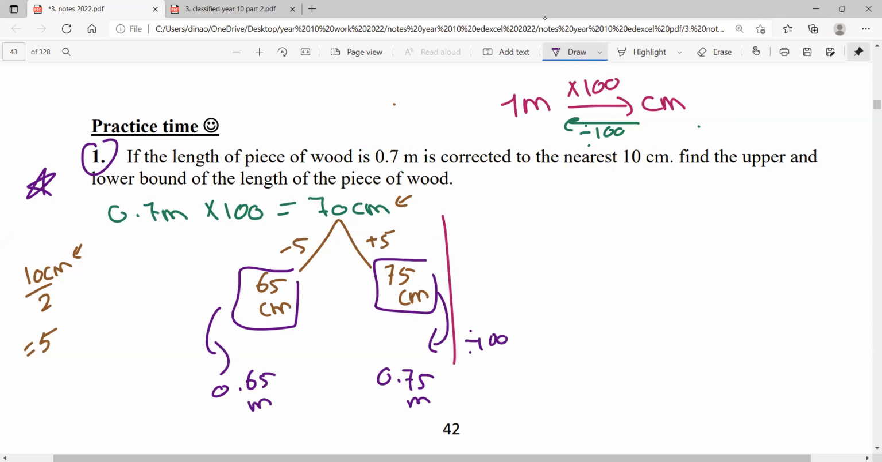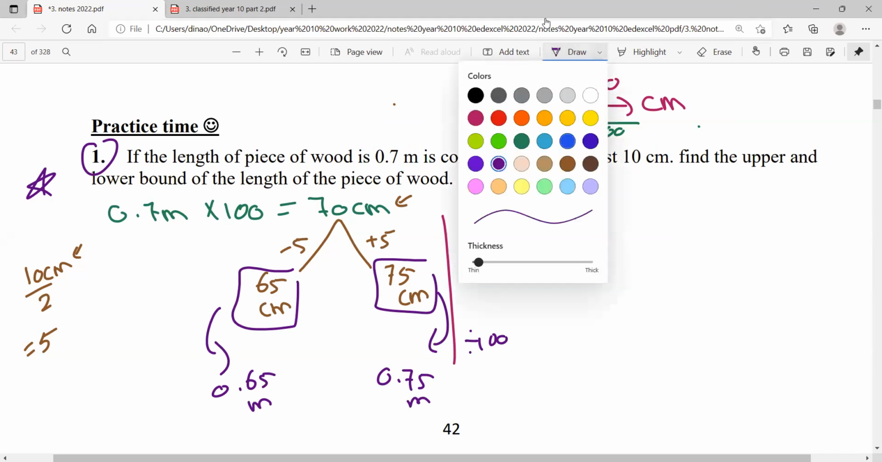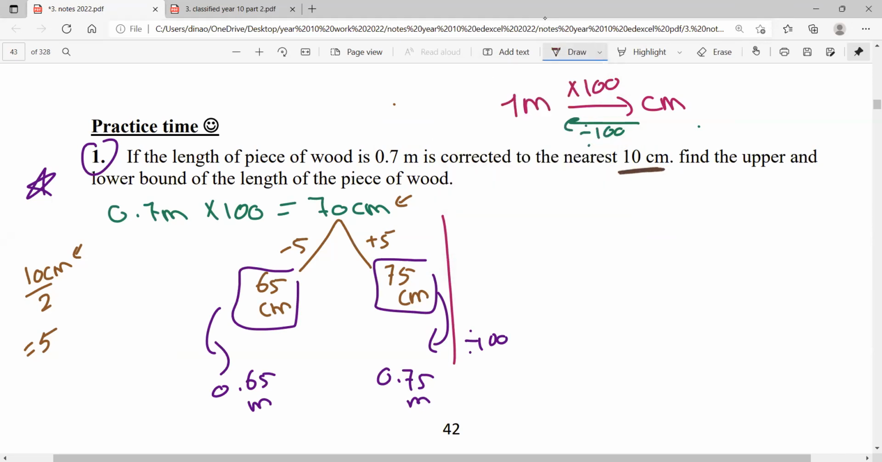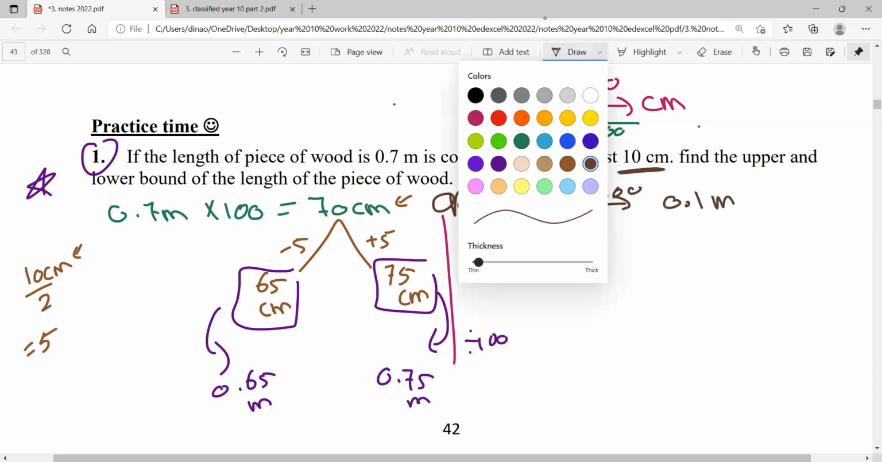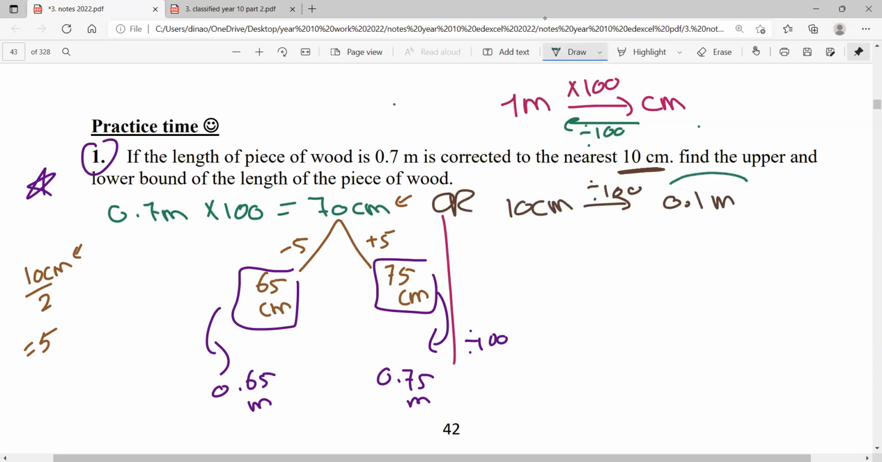What if I want to change the value given after the word nearest? Now I decide to change this. So 10 centimeters, if I want to change to meters, how do I do that? I divide by 100. So this would change into 0.1 meters. Now, since this is 0.1 meters, you take the value immediately and you divide by 2. So this will change into 0.05.